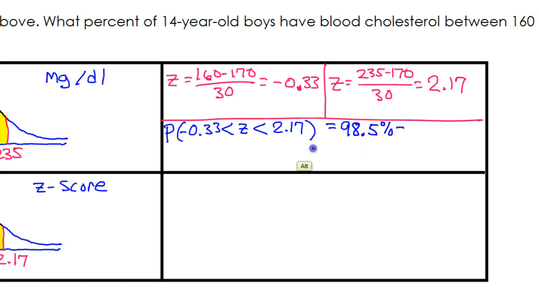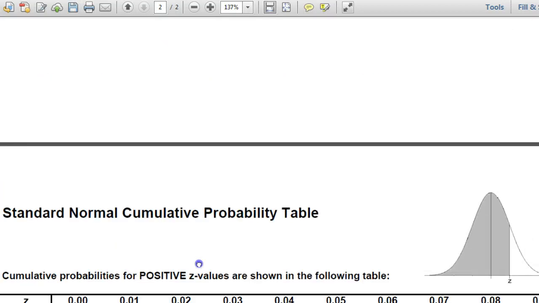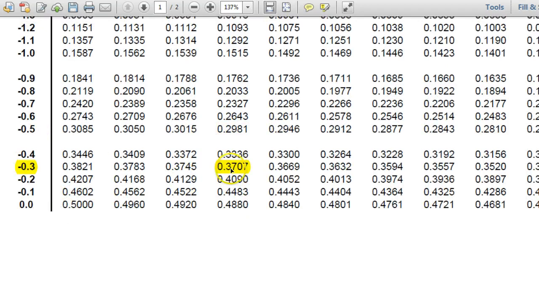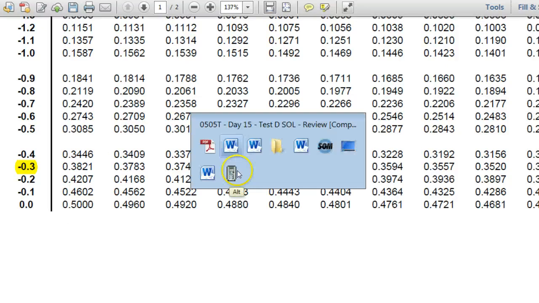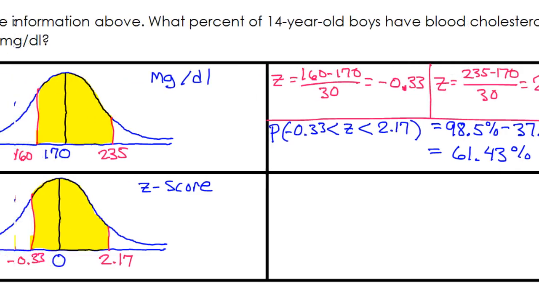And now we need to subtract that smaller one, which was negative 0.33, so it's 37.07. Okay, so you just do that subtraction and that's your answer. So I'm getting 61.43%. So that's more than half the data.